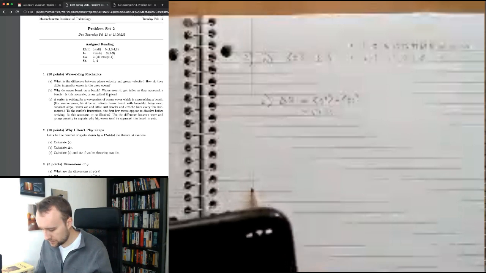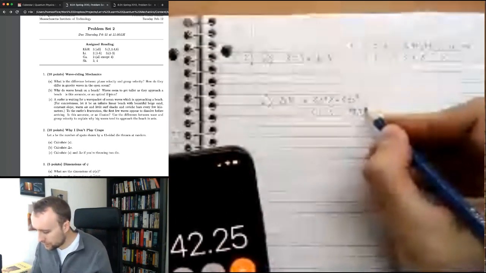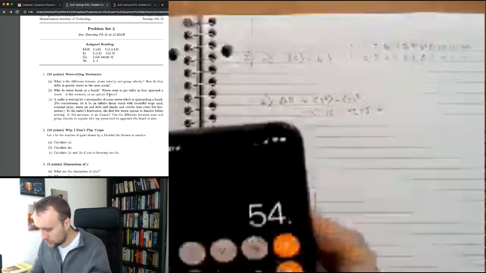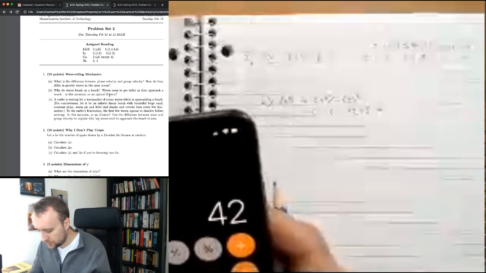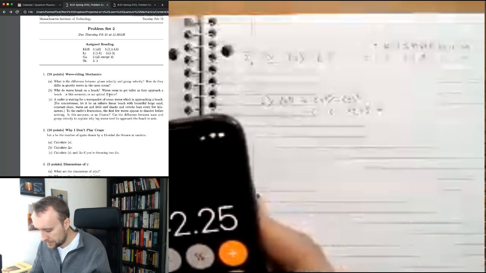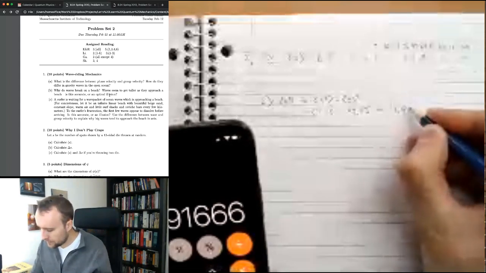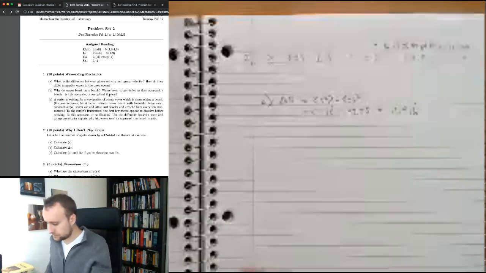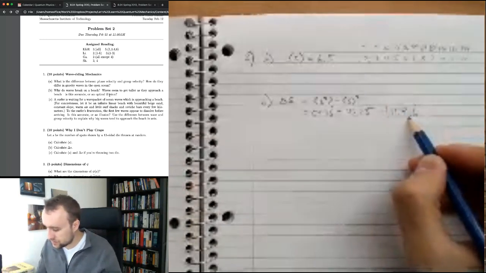times 6.5, which is equal to 42.25. So we have 54.1666 minus 42.25, which is equal to 0.916 repeating. All right. So this should be right.